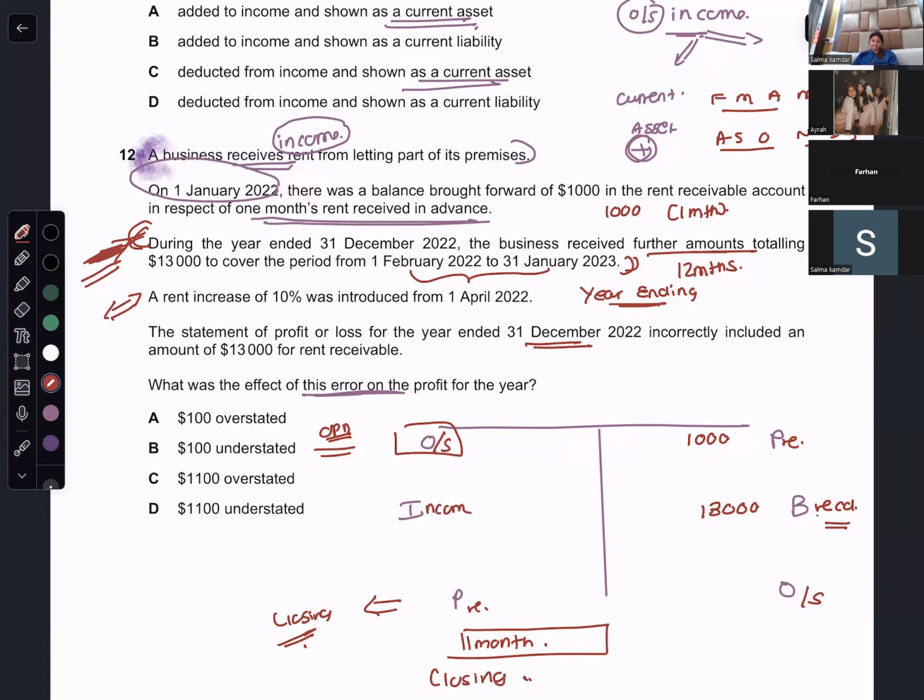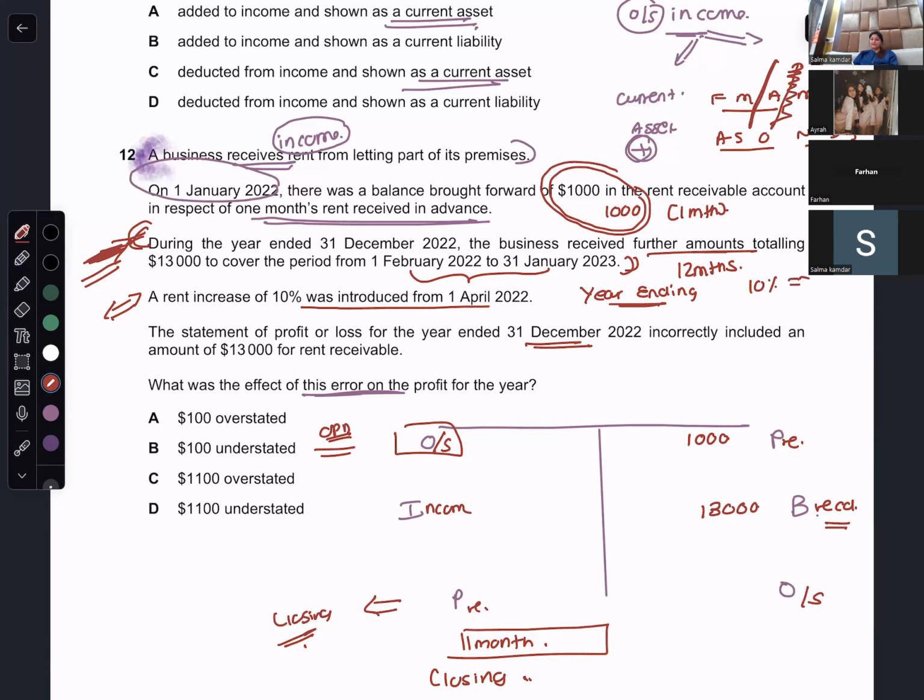A rent increase of 10% was introduced from 1st April 2022. So there was a 10% increase from 1st April 2022. What was the original rent? The original rent was 1,000 per month, up till March, correct? Yes. Then there was a 10% increase.